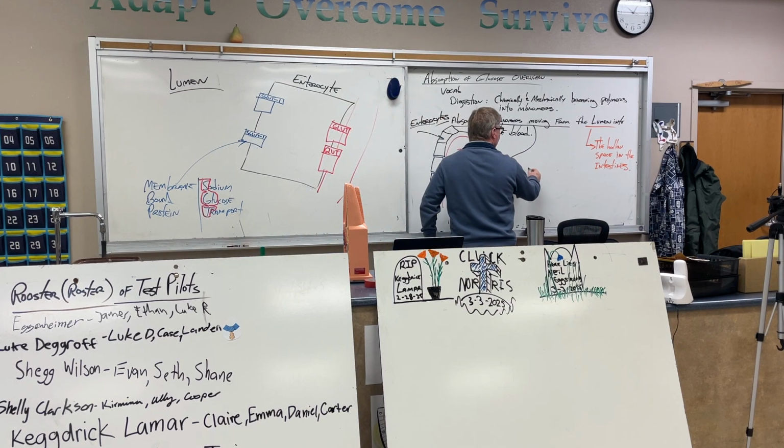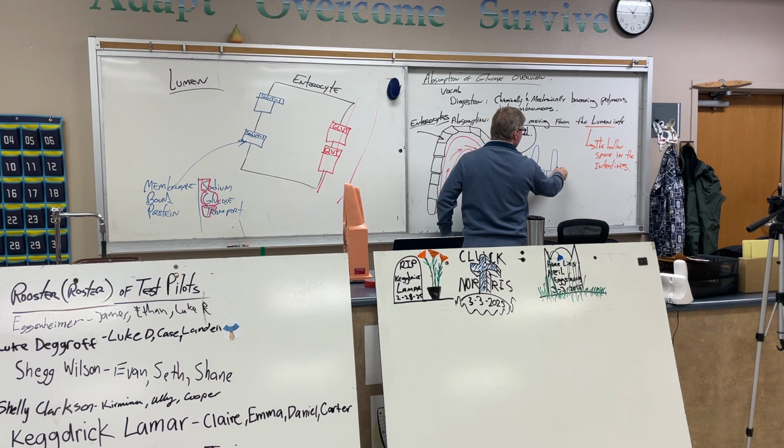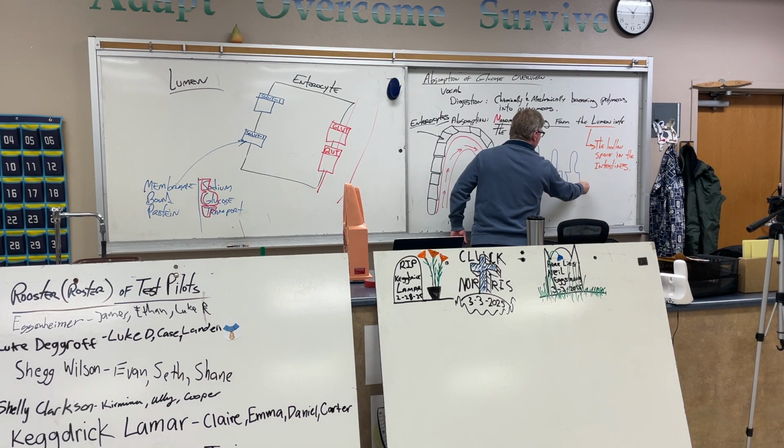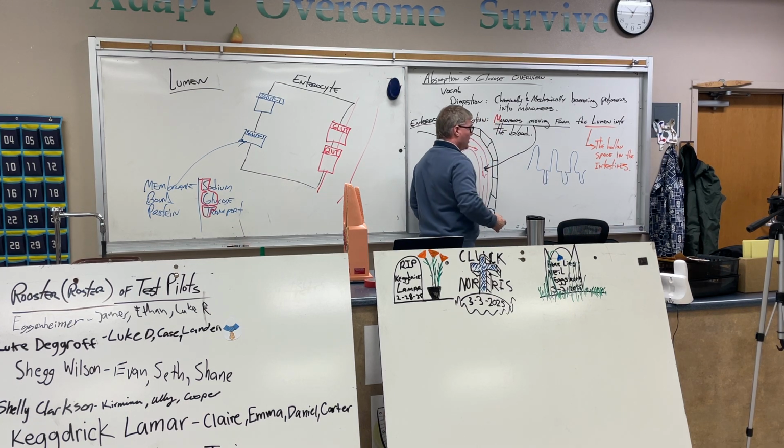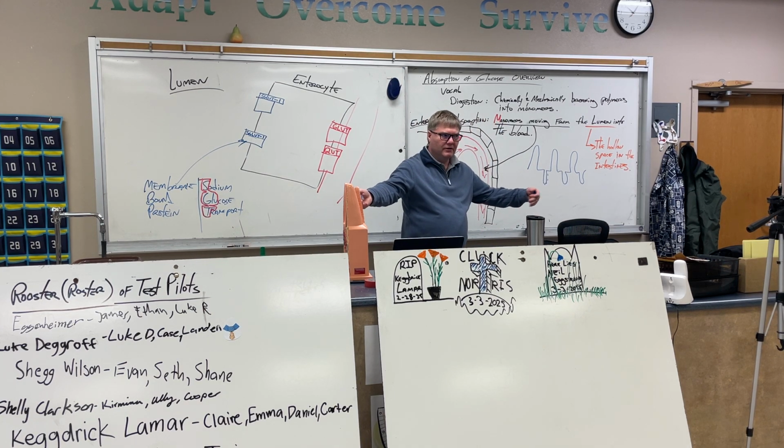So you've got your villi that stick up, and then you've got these crypts that go down, and then you've got a villi, and then a crypt, and then a villi, and then a crypt. So the cells that line the crypt are called crypt cells.